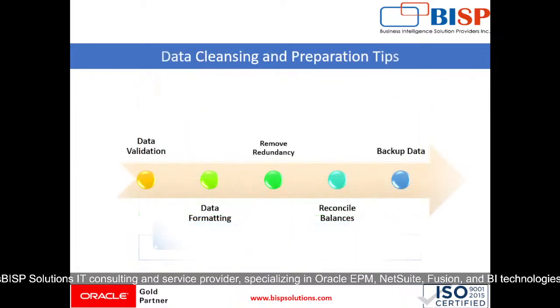Then comes our data cleansing and preparation tips, where data validation is there, where we will be reviewing data accuracy in QuickBooks, which ensures consistency, and identifying duplicate or missing records. Then comes our data formatting, where there are standardized formats for dates, addresses and currencies according to NetSuite's requirements. Then we will be removing redundancies, where we eliminate unused items, inactive customers and vendors.